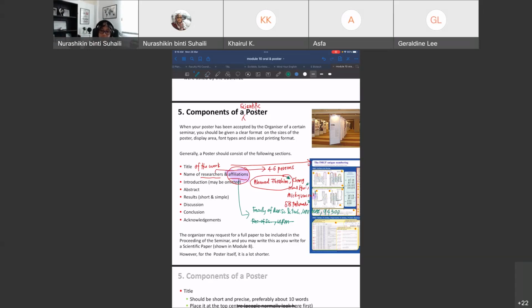9434 Kota Semarahan, Sarawak. Okay, so that is meant by the name and the affiliation.